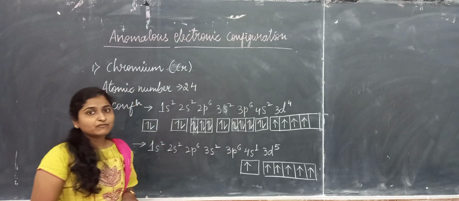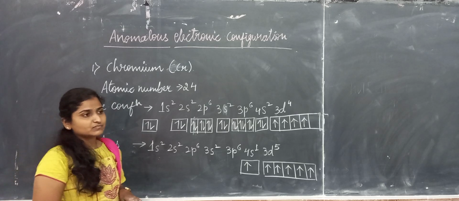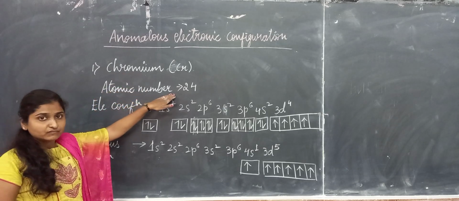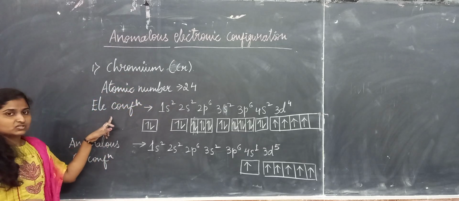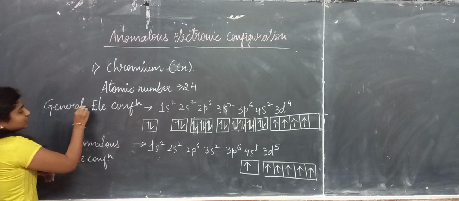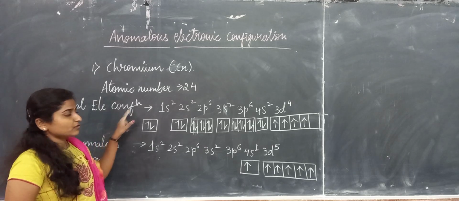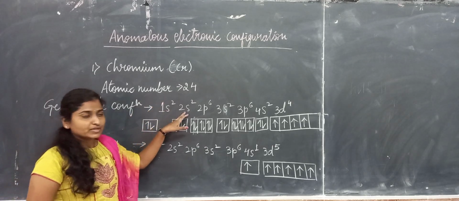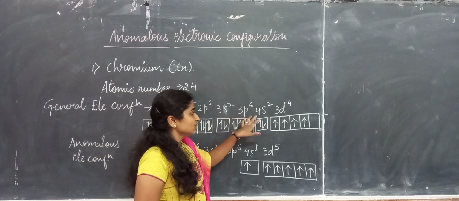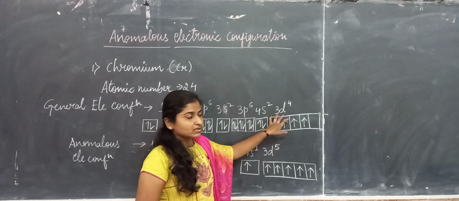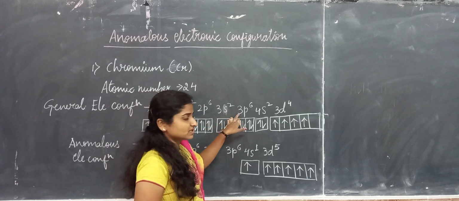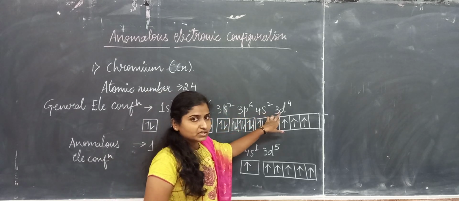One such example of anomalous electronic configuration is the chromium atom. We know that chromium has atomic number 24, and the general electronic configuration for chromium would be 1s2, 2s2, 2p6, 3s2, 3p6, 4s2, 3d4.